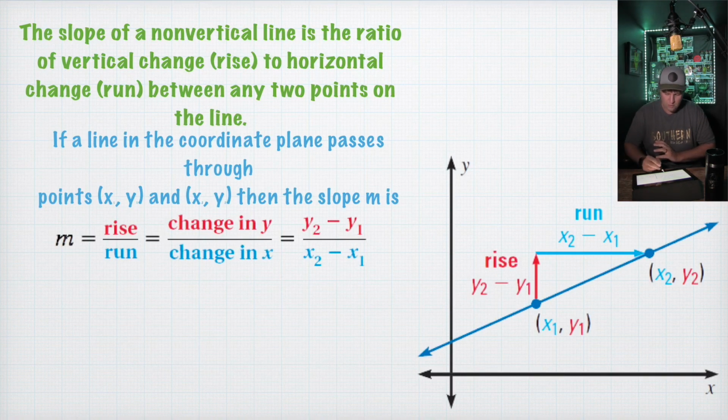If a line in the coordinate plane passes through points (x1, y1) and (x2, y2), then the slope m is m equals rise over run, which is the change in y over the change in x, which is y2 minus y1 over x2 minus x1. A lot of words. I'm going to show you guys the simple way a little bit later on, but it's important to know how to do this too. So let's keep going.